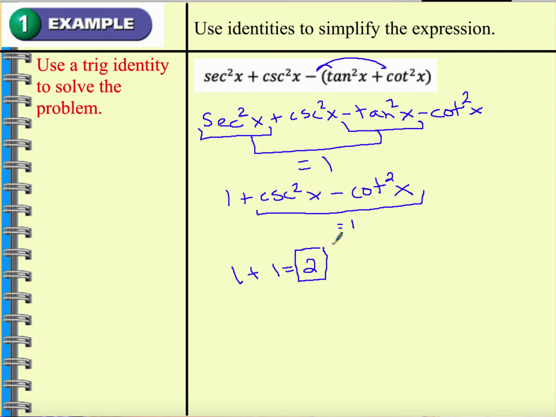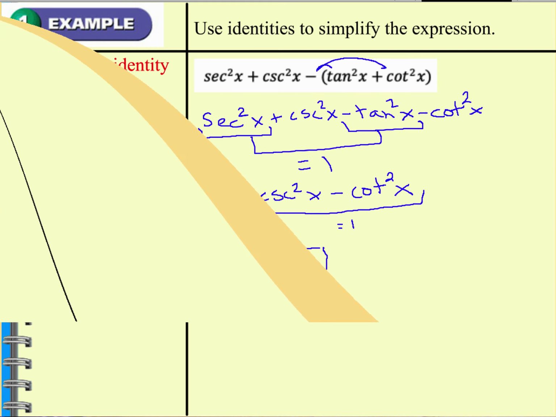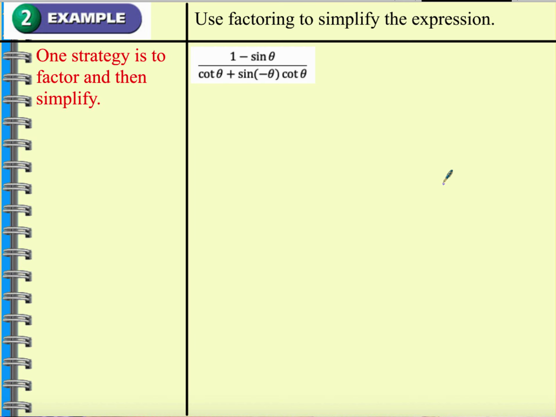Yes, I know I didn't go ahead and rewrite everything as sines and cosines because I did have these kind of handy identities that I could use for my substitutions. Let's keep going. Here's another one. Another strategy is to try and factor and then simplify.